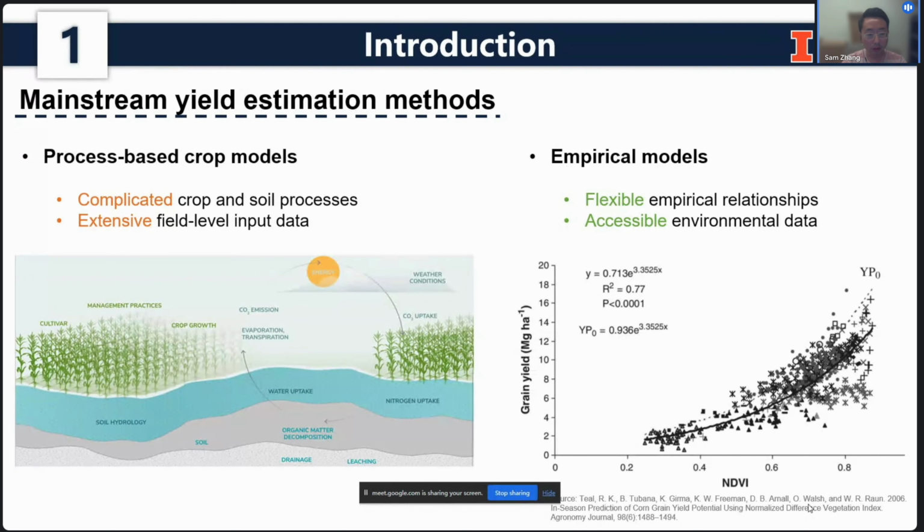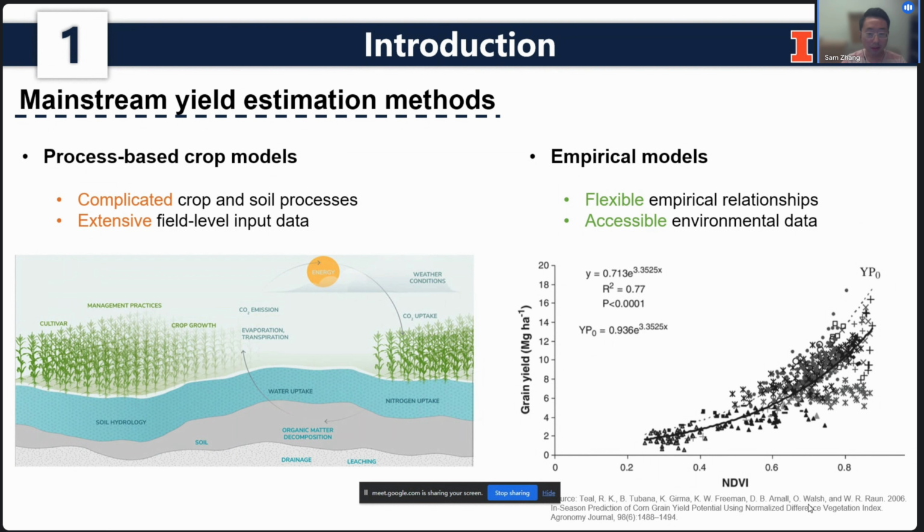Compared to this complicated process-based model, there is another approach, which is directly using empirical models. This category directly incorporates many different sources of information, like satellite data or climate data, and directly builds an empirical relationship between the satellite data and the crop yield. Those data are usually quite accessible, especially over a large area, so they have been used a lot when you build a model to apply over a very large area.